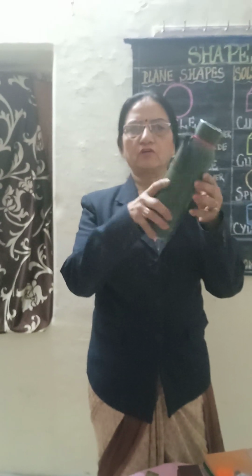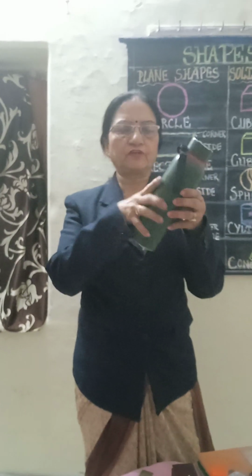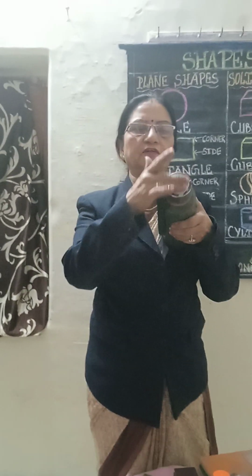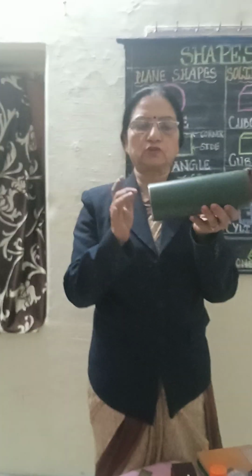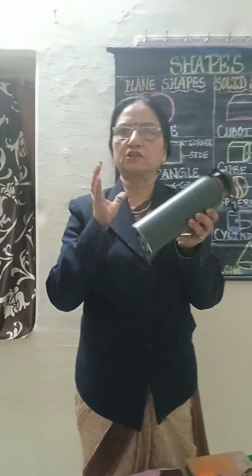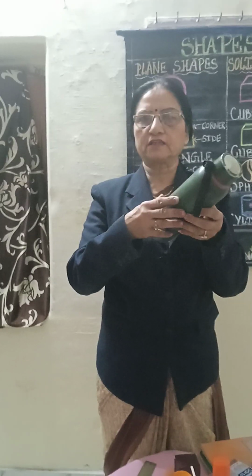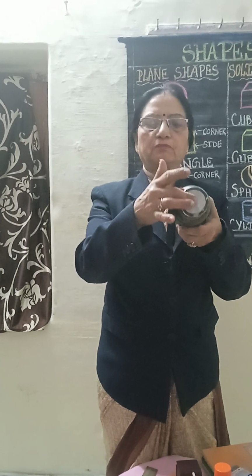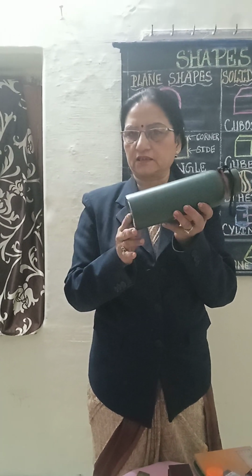This is called the curved face. How many faces are there? This is one face, curved face. This is a plain face. This is a plain face. So one curved face and these 2 plain faces. So 3 faces are there. In the cylinder, 3 faces are there. One curved face and this is a plain face and this is also a plain face. One curved and 2 plain faces are there.